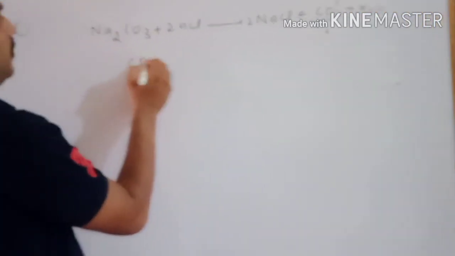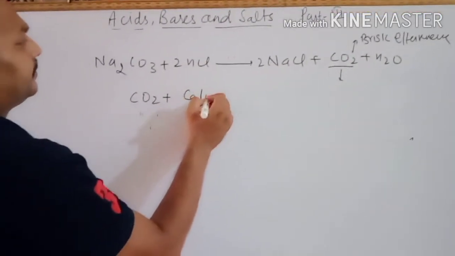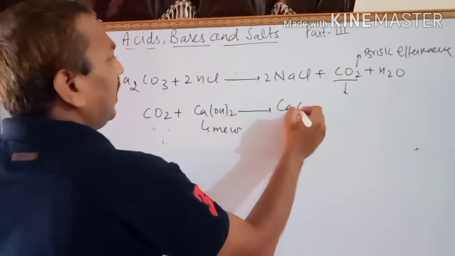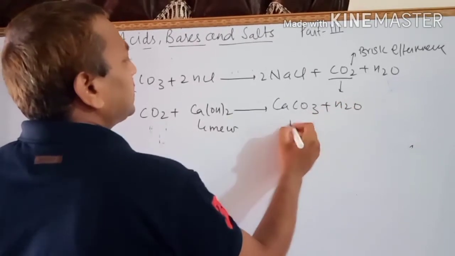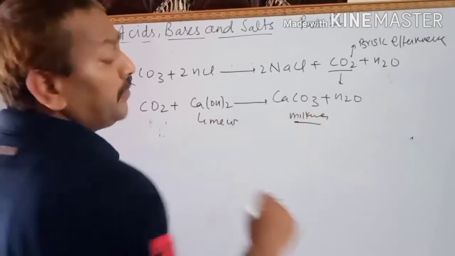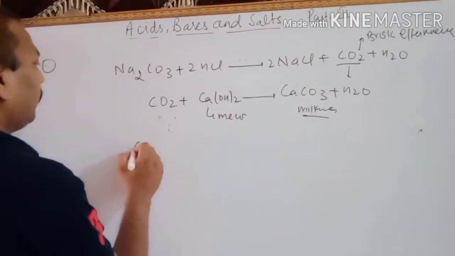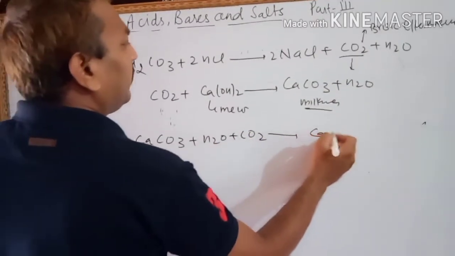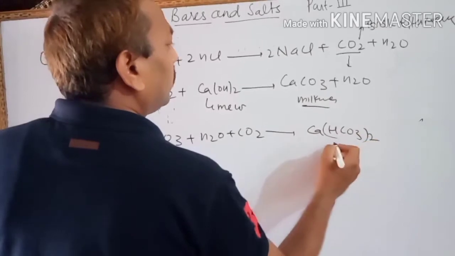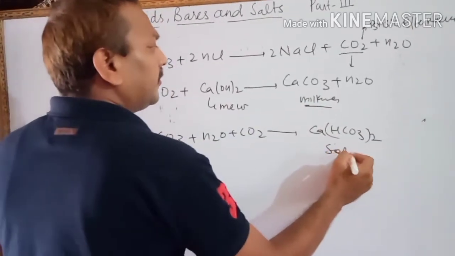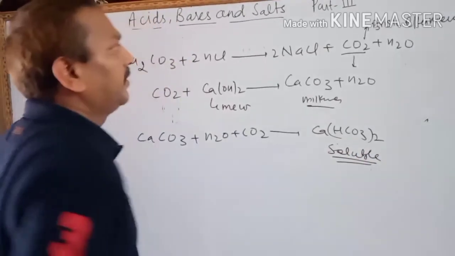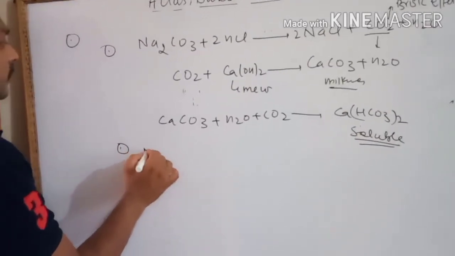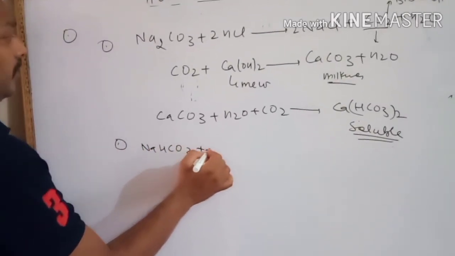Now, when this CO2 gas is brought in contact with lime water, it turns milky, forming CaCO3 plus water. This is the milkiness. If we add more CO2 to this solution, what will happen? CaCO3 plus H2O plus CO2 forms Ca(HCO3)2, so the milkiness disappears. This is calcium bicarbonate.